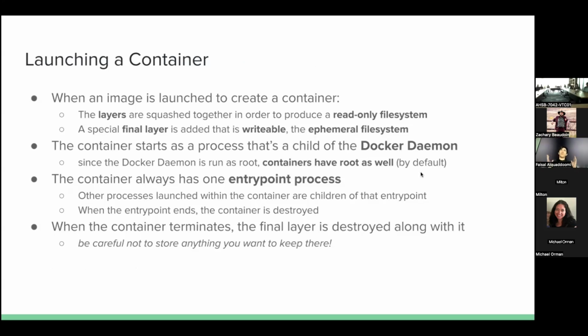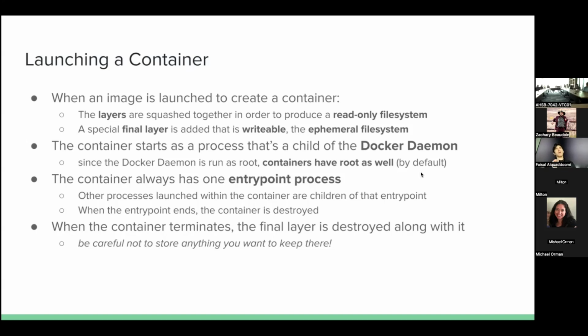Okay, so what happens when you launch a container? When you take an image and you launch it to create a container, the layers in the image are squashed into a file system, right? All of this is read-only, and then one additional layer is put onto the end that's writable, and this is called the ephemeral file system. As the container is running, anything that's written to disk goes into this ephemeral file system. As I mentioned, the container starts as a process that's a child of the Docker daemon. Since the Docker daemon runs as root, containers by default run as root. Be careful about that because running as root can be destructive. You can overwrite essential configuration. You can access any file on the system, all sorts of things.